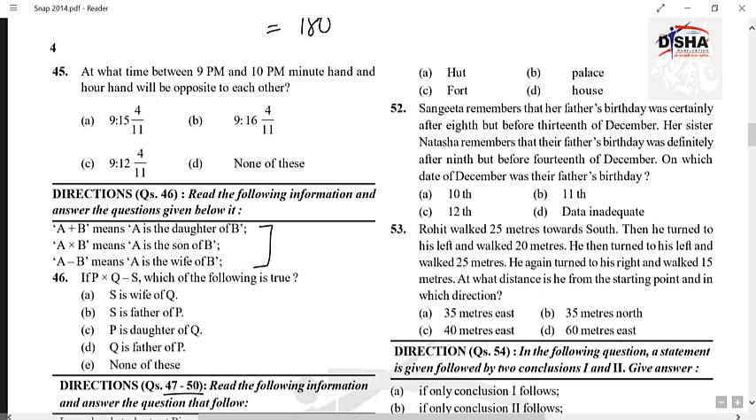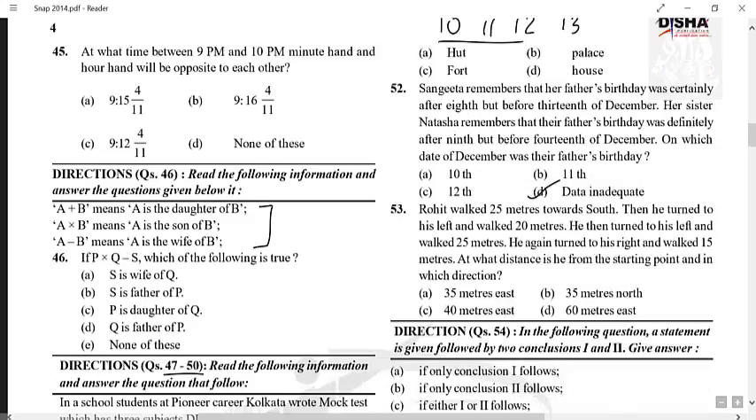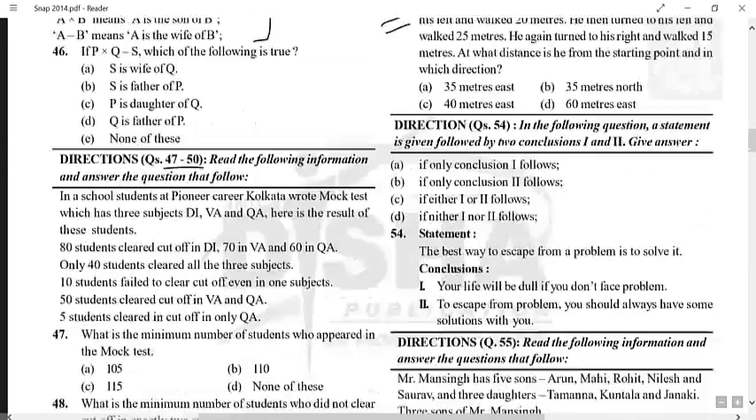While doing the first round, keep in mind do the question that I'm showing you right now. Sangeeta remembers father's birthday was certainly after 8 but before 13. So which means Sangeeta assumes that it is either 9th, 10th, 11th and 12th as per Sangeeta. Sister says definitely after 9 but before 14. So as per her sister, it is 10, 11, 12 and 13. So you can see there are a lot of similar dates, which means there's data inadequate. Again, a direction sense, you can go ahead, trace it down and you'll find the answer.